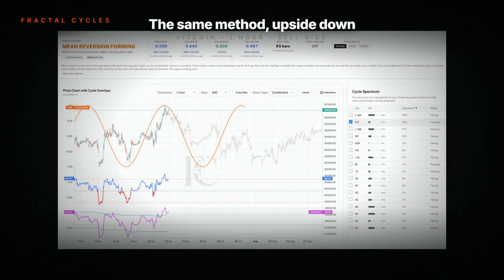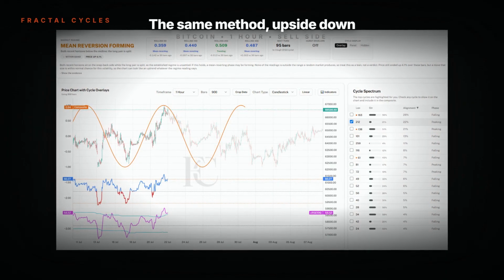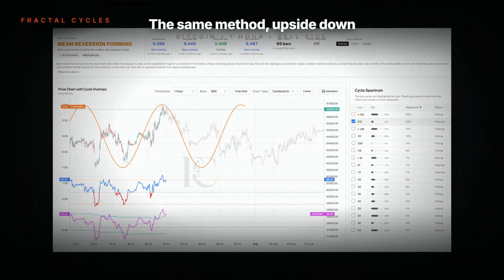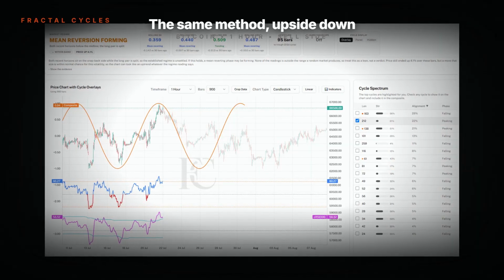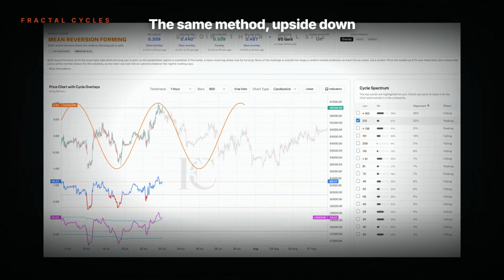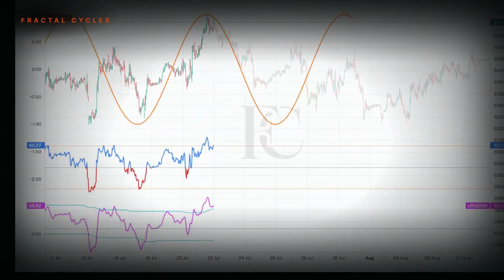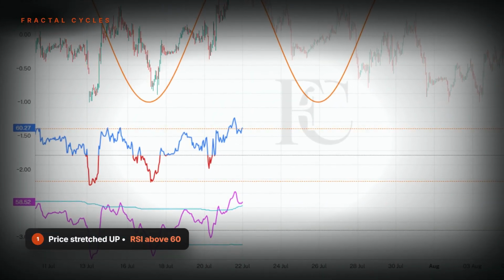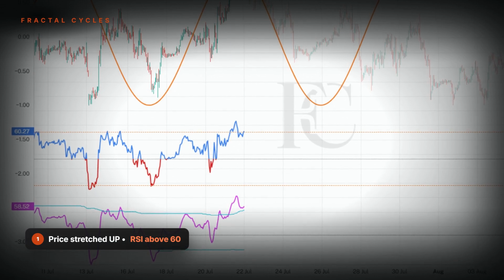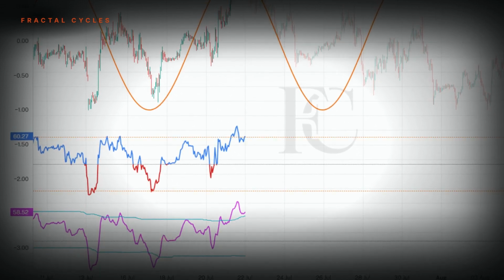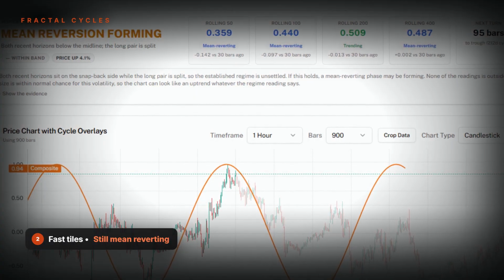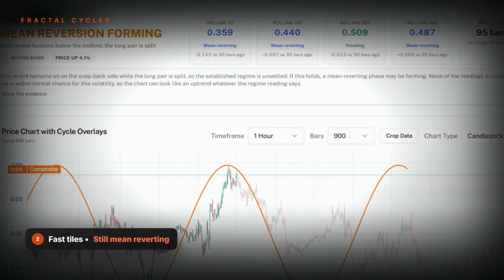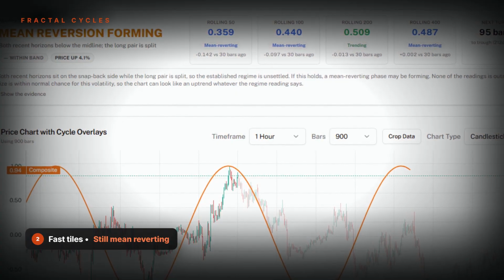Here is one more example, and this one flips the method upside down, because the sell side is simply a mirror of everything you have seen so far. We are looking at Bitcoin on the 1-hour chart. This time RSI is above 60, which means the price is stretched upward instead of downward. The fast tiles still read blue and still mean reverting, and so this stretch is likely to snap back too, except that it will snap downward this time.